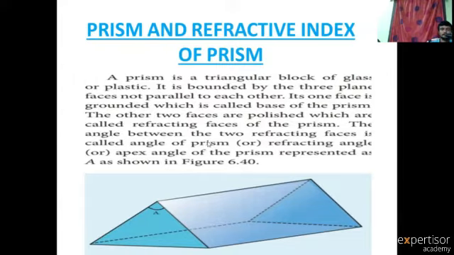The angle between the two refracting faces is called the angle of prism, or refracting angle, or apex angle of the prism, represented as A. So this is the prism angle, the apex angle of the prism, the refracting angle of the prism. So this refracting angle is 60 degrees.